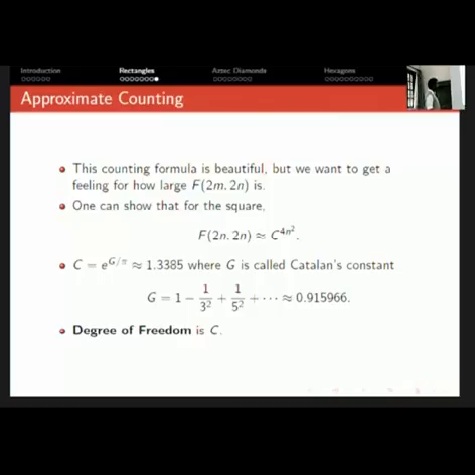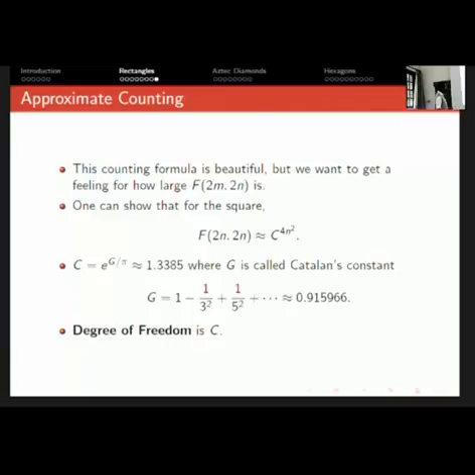And again, using that beautiful formula, you can show that this constant is exactly given by e to the G over pi, where G is this alternating sum of reciprocal squares of odd numbers. This is a well-known numerical constant discovered long ago. It's called Catalan's constant. It's an infinite series, but it's summable. And this number is not known to be related to pi or e or any of the other constants. So it's one of these other fundamental constants.